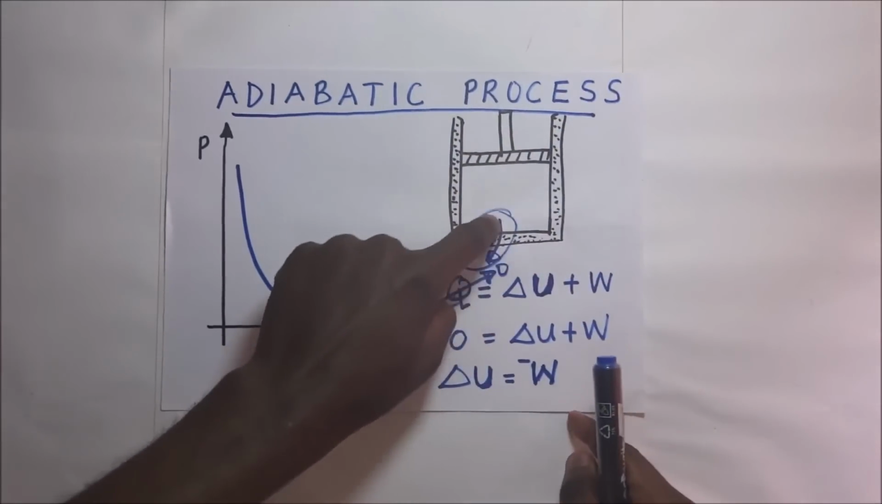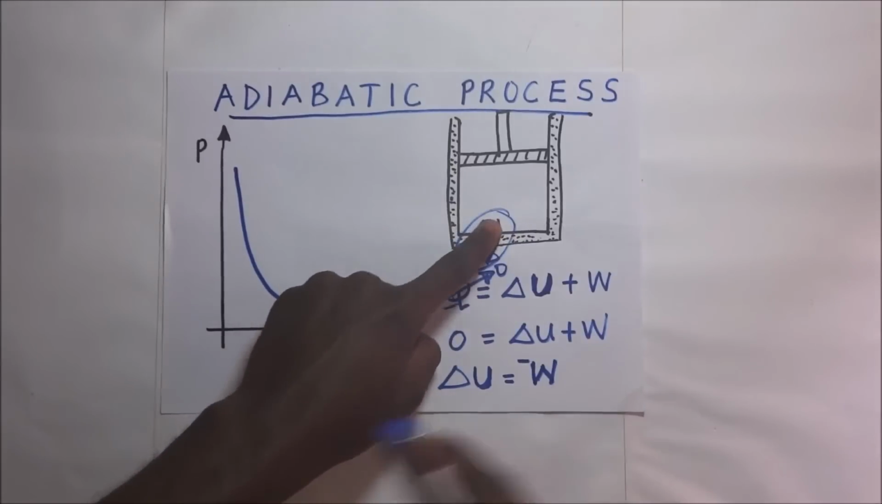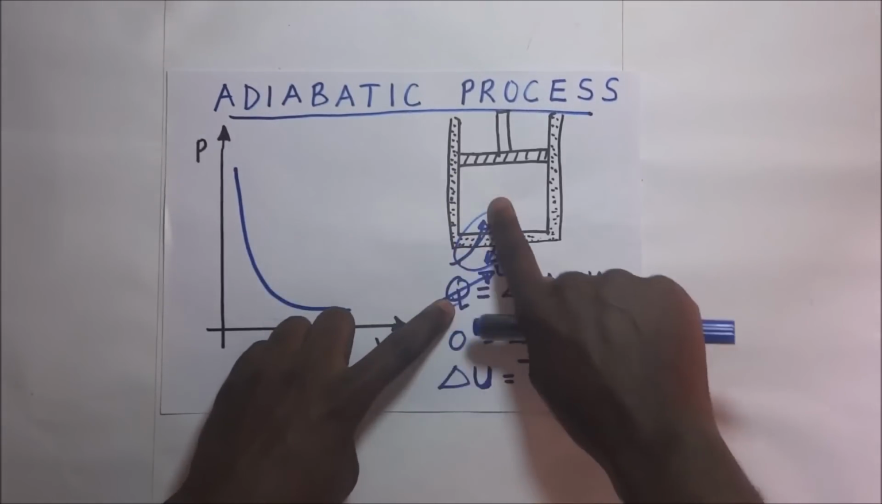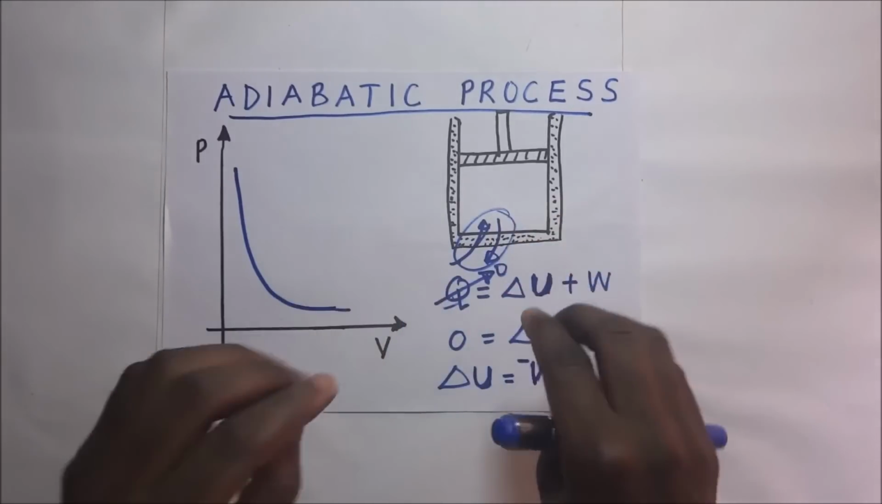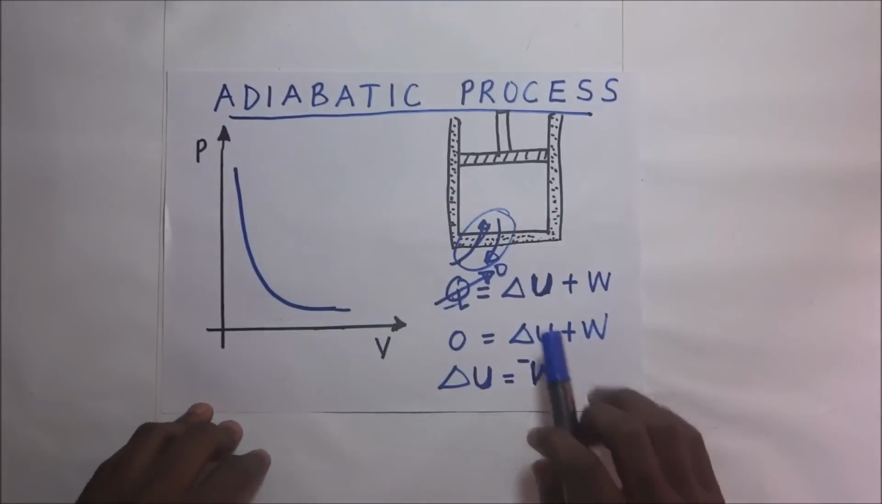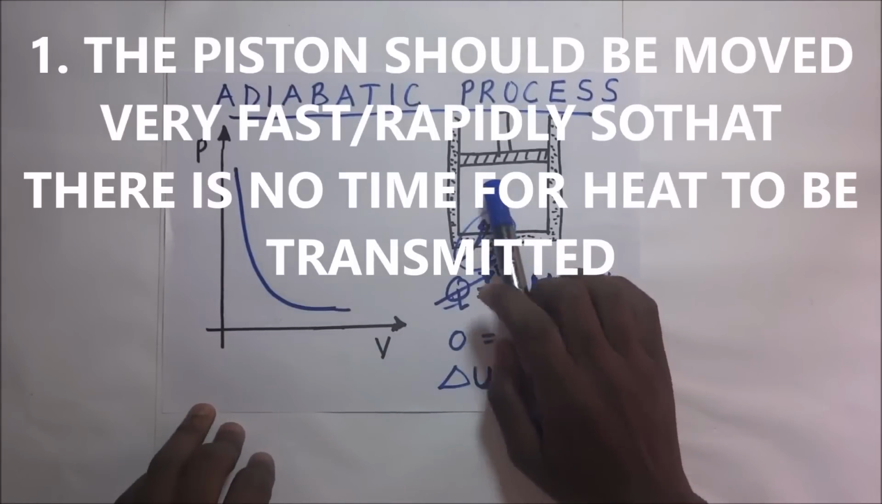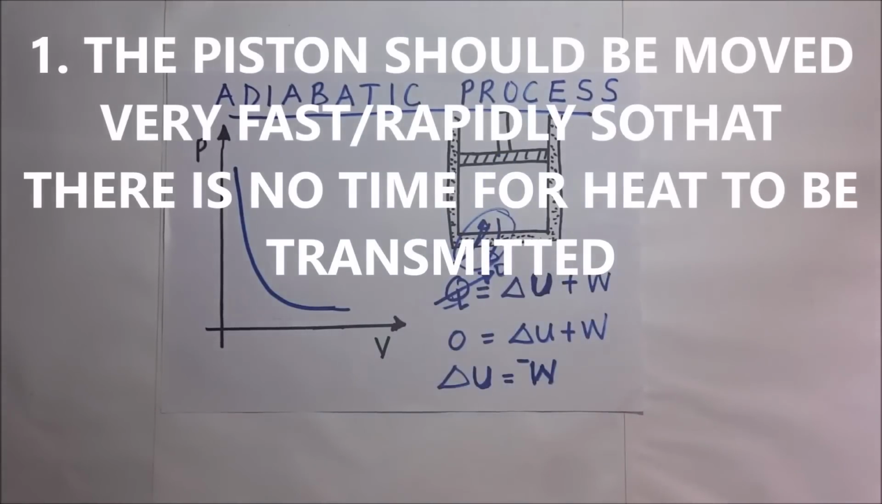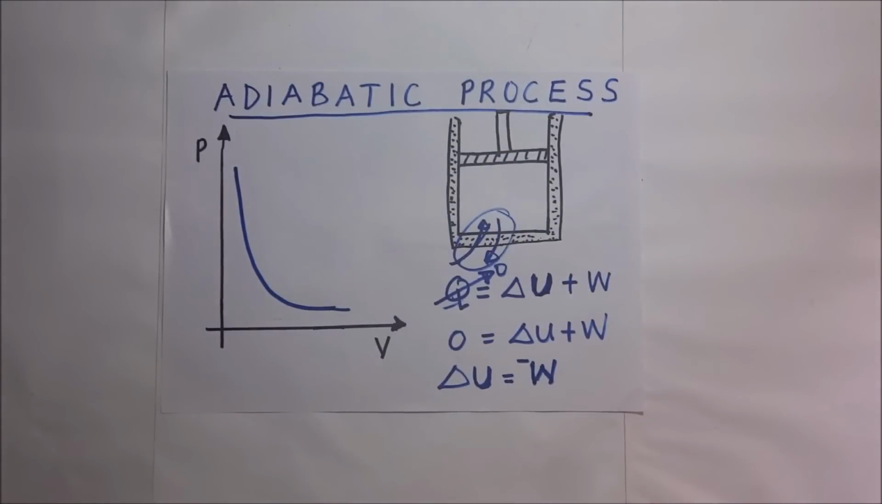The reason this is done very fast is so that we do not give time for heat to flow out or in. We do not give that allowance. So that is the first condition: the piston should be moved rapidly so that there is no time for heat to be transmitted.